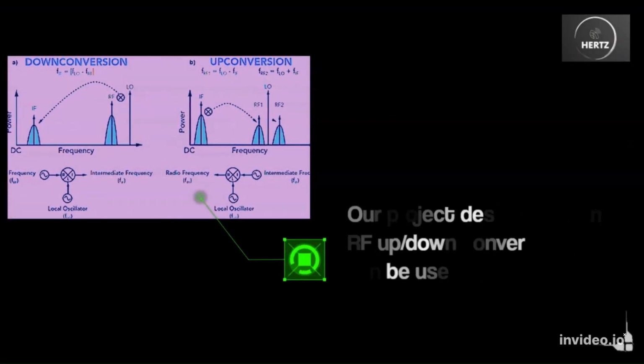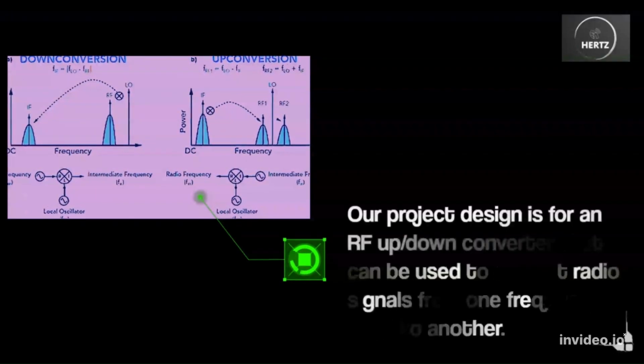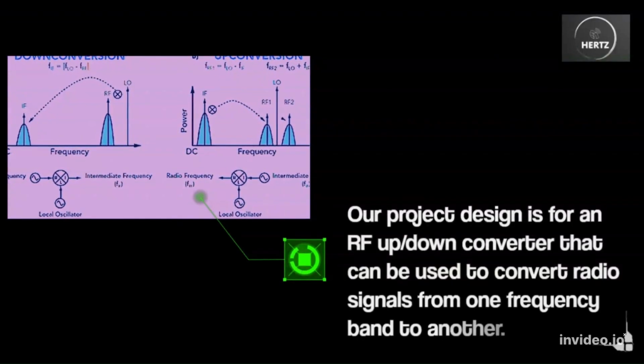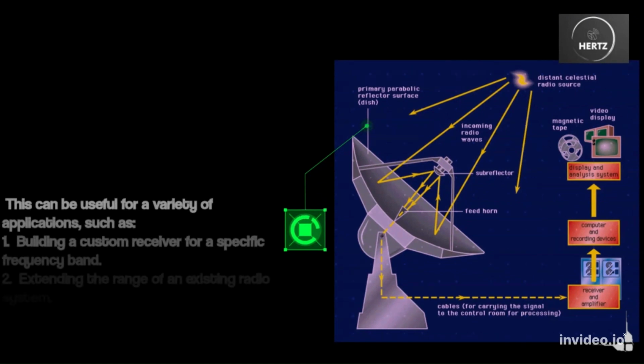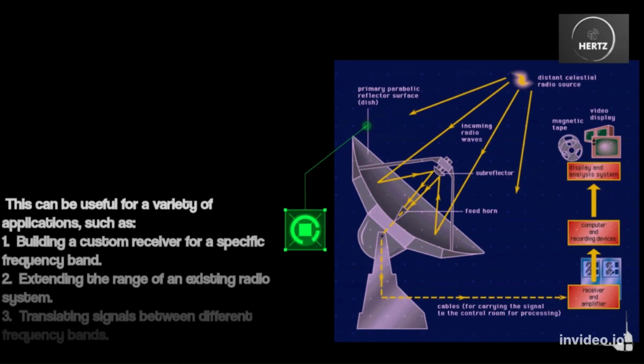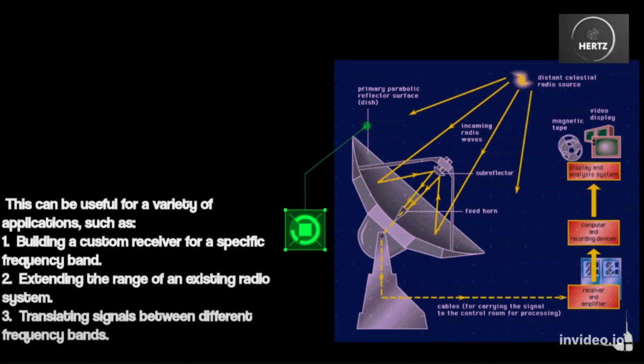Our project design is for an RF up-down converter that can be used to convert radio signals from one frequency band to another. This can be useful for a variety of applications, such as: 1. Building a custom receiver for a specific frequency band. 2. Extending the range of an existing radio system. 3. Translating signals between different frequency bands.